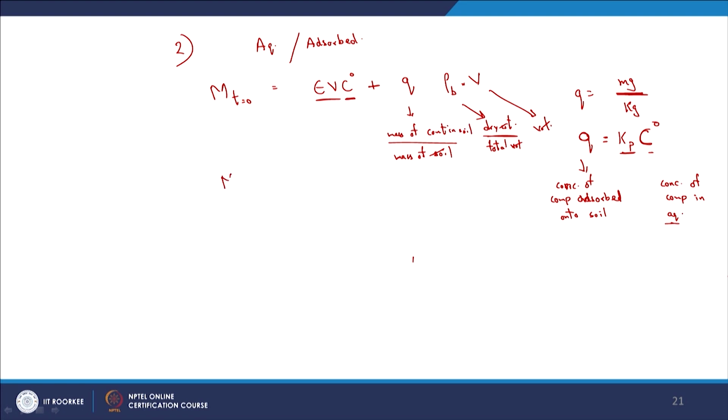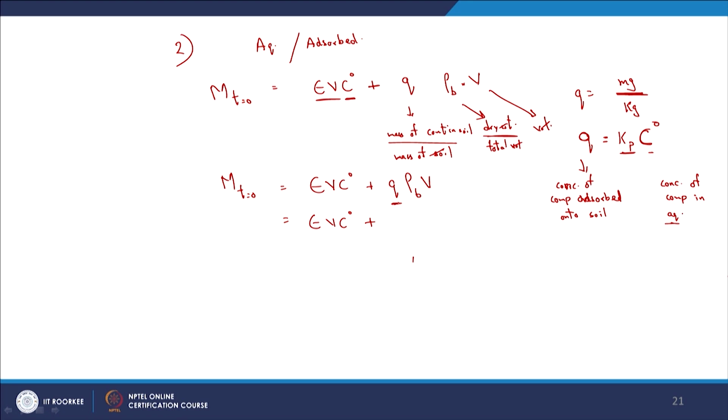So again let me write it down in a clearer manner. This is what I have: epsilon V C naught plus q rho_B times V. I can break this down or simplify this further as I know q. What does that depend upon?